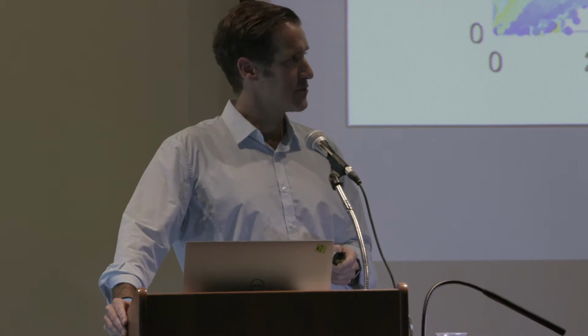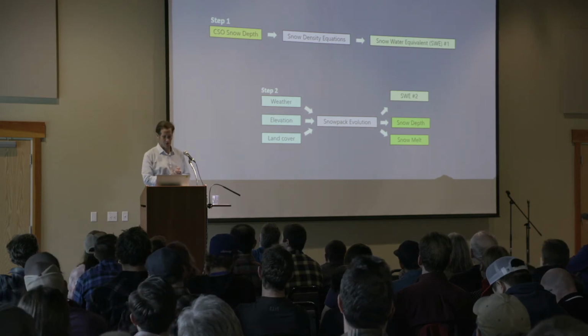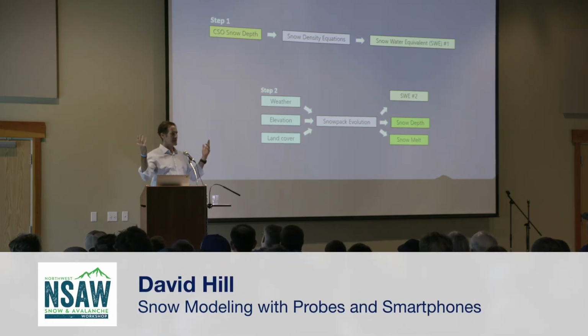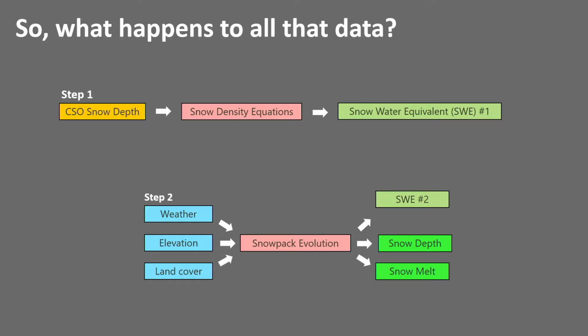So the next thing, and this is sort of step 2 in this modeling chain, is now we run a snow model. And there's all kinds of snow models that you can run. They take weather information, they take elevation information, land cover information. You do a whole bunch of things, and what do you get out of that? Well, you get predictions of things like snow water equivalent, snow depth, melt rate, all those kinds of interesting variables.